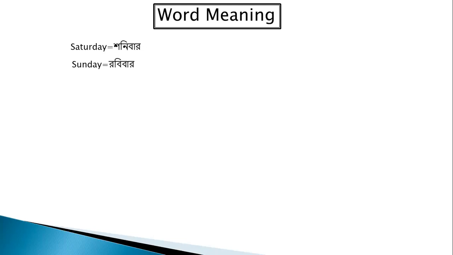Sunday. Sunday meaning is Robibar. Do you know, students? Sunday meaning is Robibar. Monday. Monday is Shombar. Next, Tuesday. Tuesday meaning is Mongolbar. Next, Wednesday. Wednesday meaning is Budhbar.